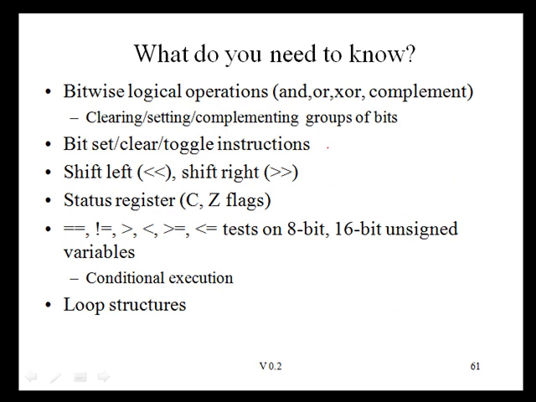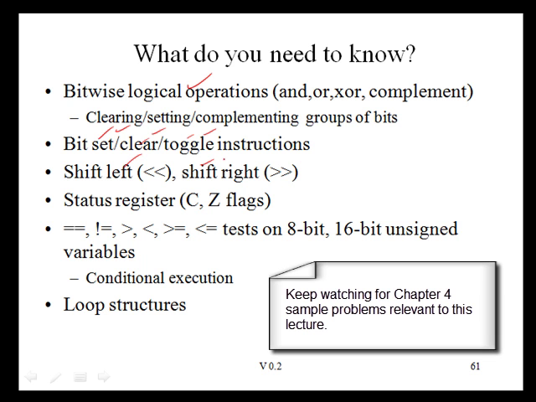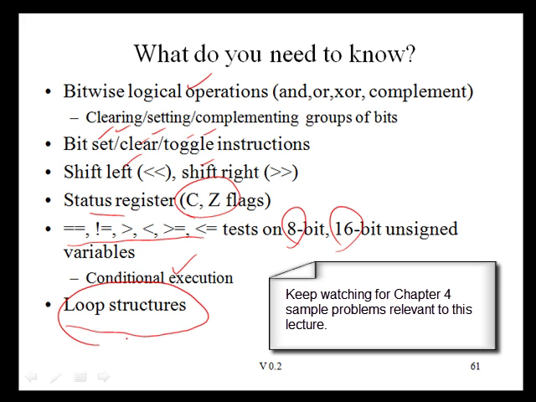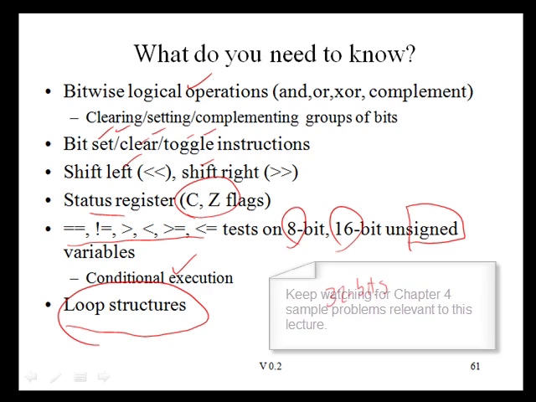So this finishes up our coverage of topics in Chapter 4. We talked about the bitwise logical operations and their use in clearing, setting, and complementing groups of bits. We talked about the bit set, clear, and toggle instructions. We talked about shift left and shift right instructions. We introduced the status register and concentrated on the carry and 0 flags. We talked about their use in accomplishing all these various comparisons on 8-bit and 16-bit unsigned variables. We looked at code that did conditional execution, and we finally finished up by looking at loop structures. In the next chapter, Chapter 5, we're going to introduce signed data, and we're going to extend the width of our variables to 32 bits.